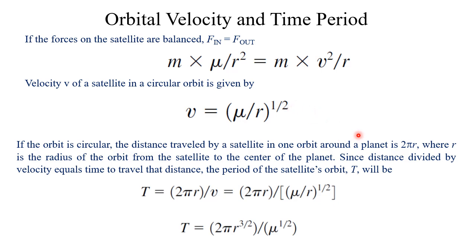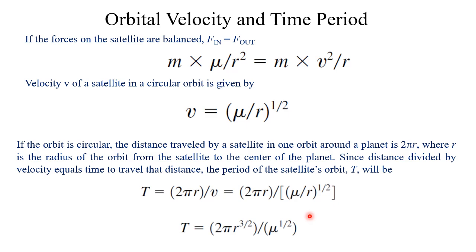Distance traveled by the satellite in one orbit around the planet is 2 pi r, right? We know that time is nothing but the distance traveled divided by the velocity. So time period can be written as 2 pi r divided by the velocity, and the expression for velocity is this. So by putting the expression of velocity right here, we will get the expression for time period as 2 pi r to the power 3 by 2 divided by mu to the power half.